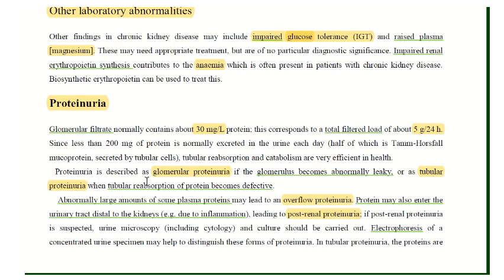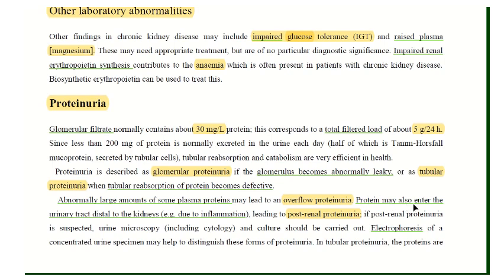Proteinuria is described as glomerular proteinuria if the glomerulus becomes abnormally leaky, or a tubular proteinuria when the tubular reabsorption of a protein becomes defective. وأكو نوع اسمه overflow proteinuria. هذا يحدث في حالات إذا أكو abnormally large amounts of some plasma proteins, وهذا may lead to an overflow proteinuria.